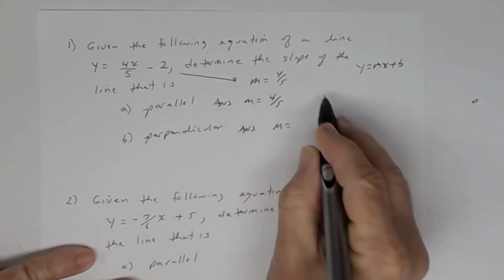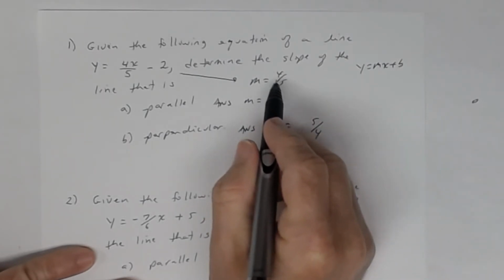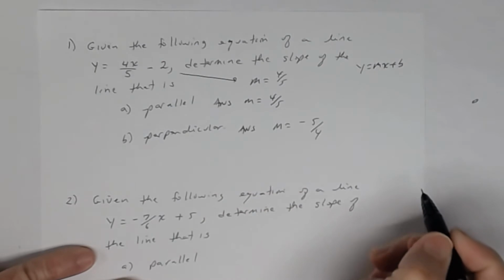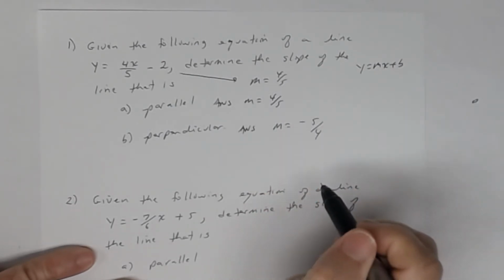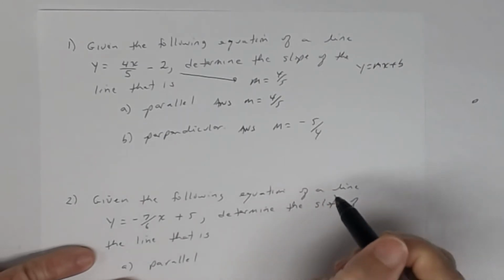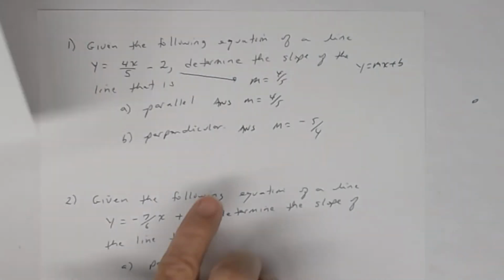The reciprocal of 4/5 is 5/4, right? And then you take the opposite of that sign. So if this is positive, then this has to be negative. And if you multiply those two together, 4/5 times negative 5/4, you get -1. The product is going to be -1. All right, and that's all you do.